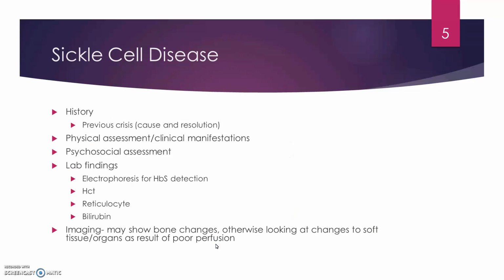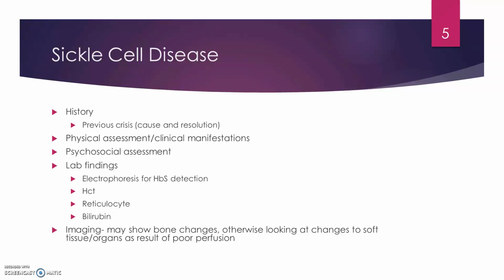So sickle cell disease, first and foremost, see if they've got a history of this, see if they've got family history of this, any previous crisis, if that's the case, what set them into crisis, what caused the resolution of this. Next one is physical assessment, clinical manifestations. So, how are they doing? Are they breathing all right? Are they circulating all right? Do they have lots of pain? Etc., etc. Psychosocial assessment, how are they functioning? Obviously, if they're coming into you in the clinic, they're probably not doing so well. But just see how this is affecting their life.